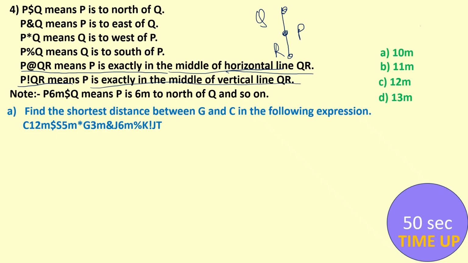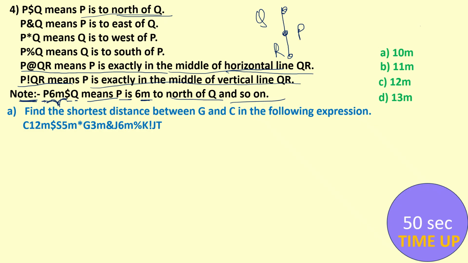Understanding? Then note they have given you that P dollar Q. P dollar Q means P is to the north of Q. But they have added something here, 6 meter. Correct? So what does that mean? P is 6 meter to the north of Q. Rest all will remember same. Okay? And so on. Rest all will be same.